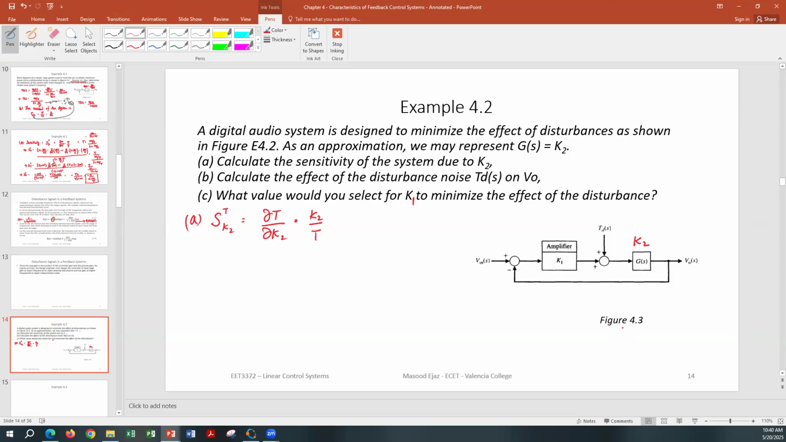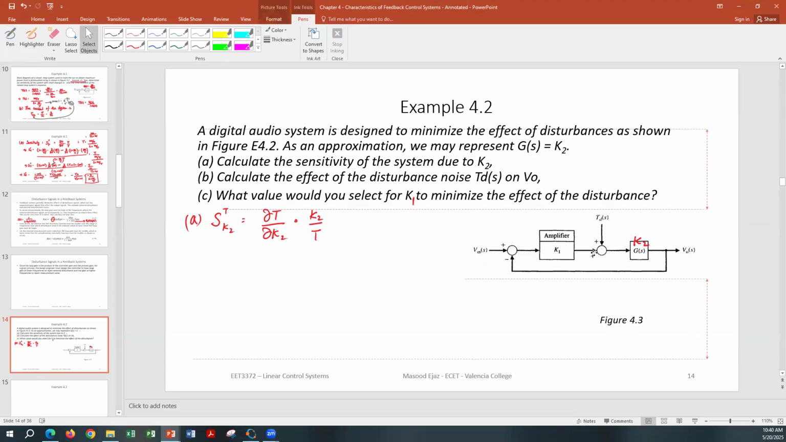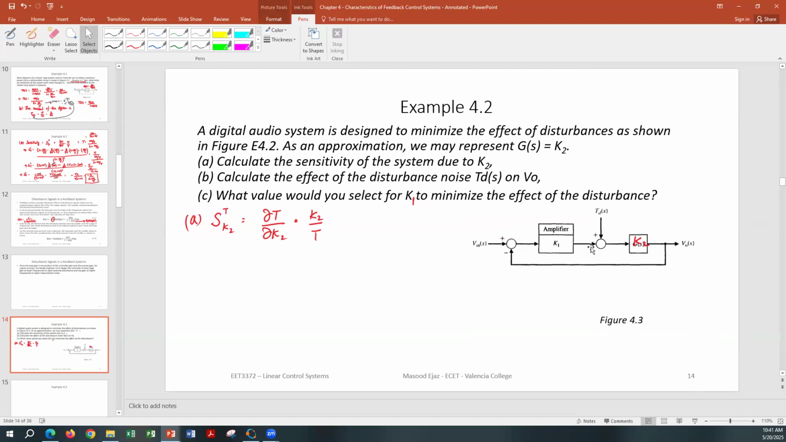Let's do that. I want to write it down right over here. Let me move this up a little bit. I'm going to write down the transfer function right at the bottom. Okay, so the transfer function. Who's going to tell me what will be the expression of the transfer function for this one? Again, initially we're going to keep T_d(s) to be equal to 0.